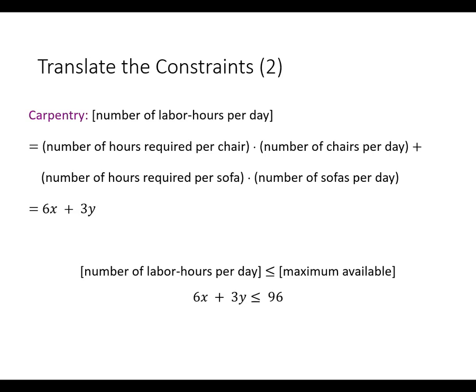Again, let me explain. This 6 is because it takes 6 hours for a chair just for carpentry. Then it takes 3 hours for a sofa for carpentry. X is our chairs, Y is our sofas. And we have to make sure it's less than or equal to 96 hours per day. Of course, if we have 96 hours we want to maximize that, but that's not always possible, because those values don't always go into 96 hours exactly.